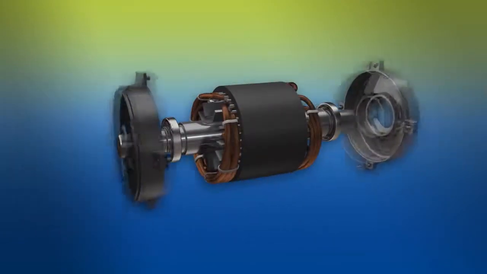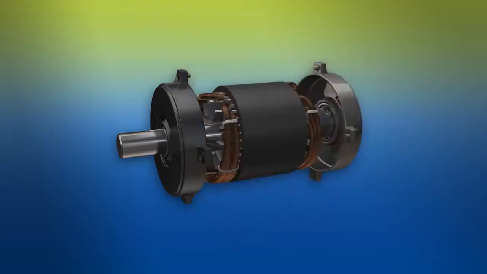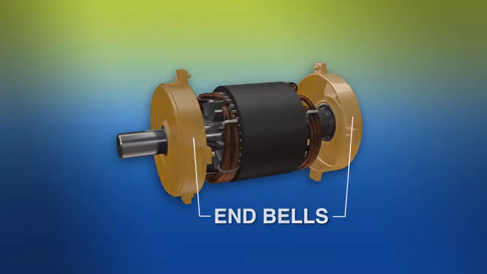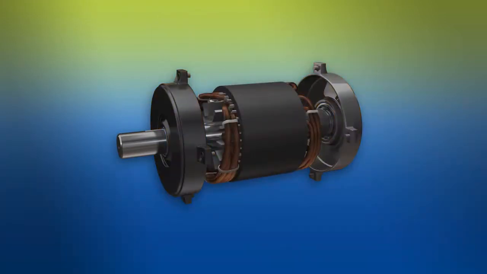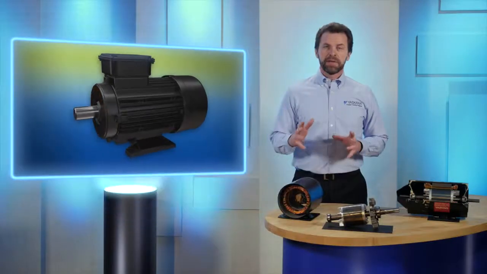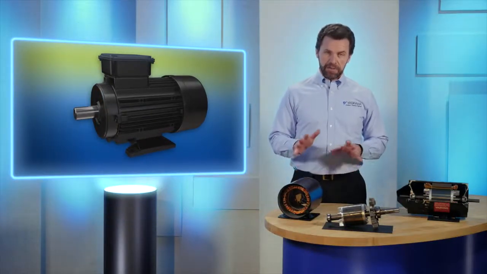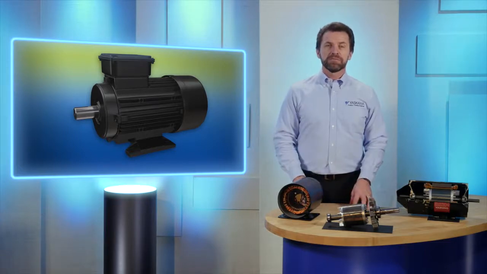Protecting the components is the enclosure, which consists of the motor frame and the end bells. The end bells contain bearings which allow the rotor shaft to turn freely on its axis. Now, the type of enclosure can vary depending on the motor's application. We'll talk more about the different types of enclosures later.